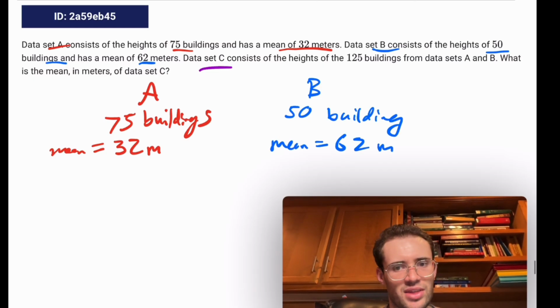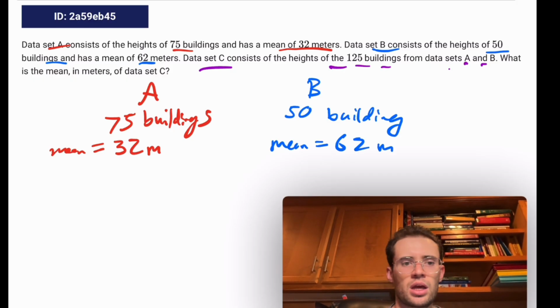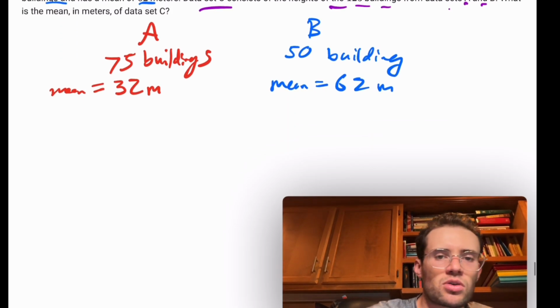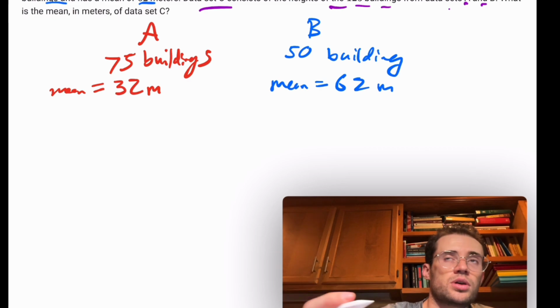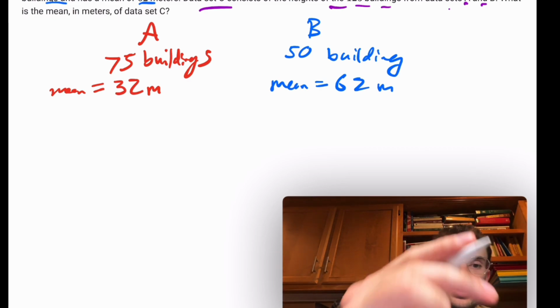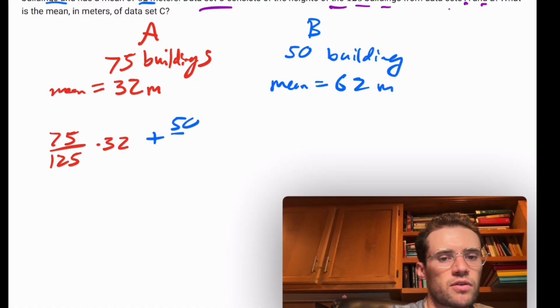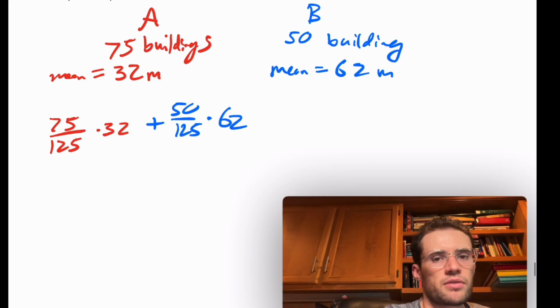Data set C consists of the heights of the 125 buildings from data set A and B. So you're combining A and B. What is the mean in meters of data set C? Okay, so the same thing, you could do it two different ways. You could weight them. So you could do 75 over 125 times 32 plus 50 over 125 times 62. And then it will just add up to the value you need.